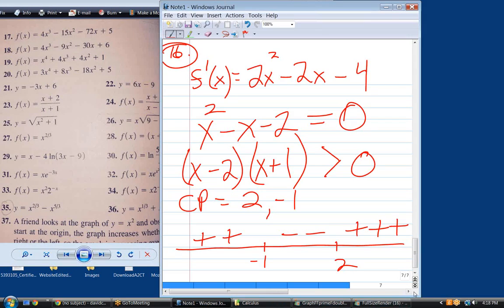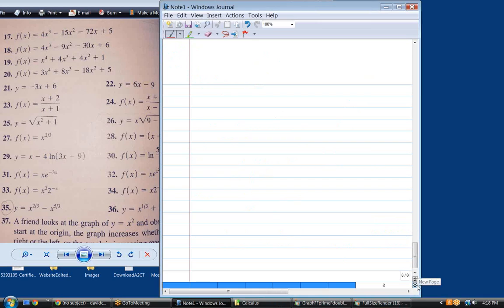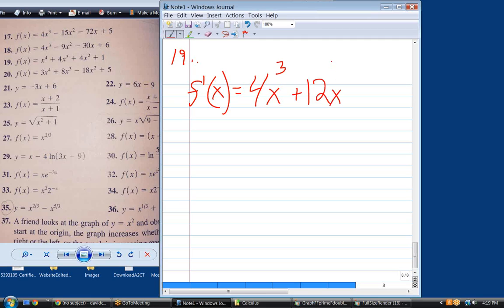Well, let's look at that, because I know you know how to do the 17 and 18. You agree? Yep. Okay. So let's look at 19. First of all, 19, what is f prime? That is going to be 4x to the third plus 12x to the second. And let's see, plus 8x.